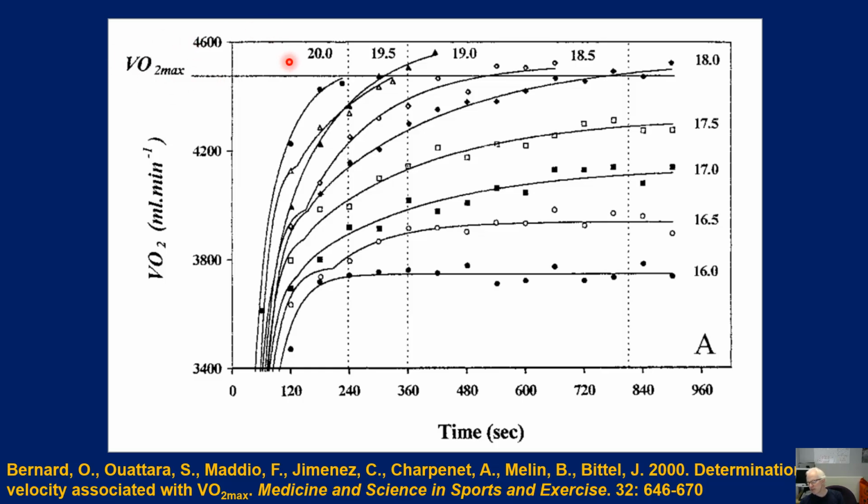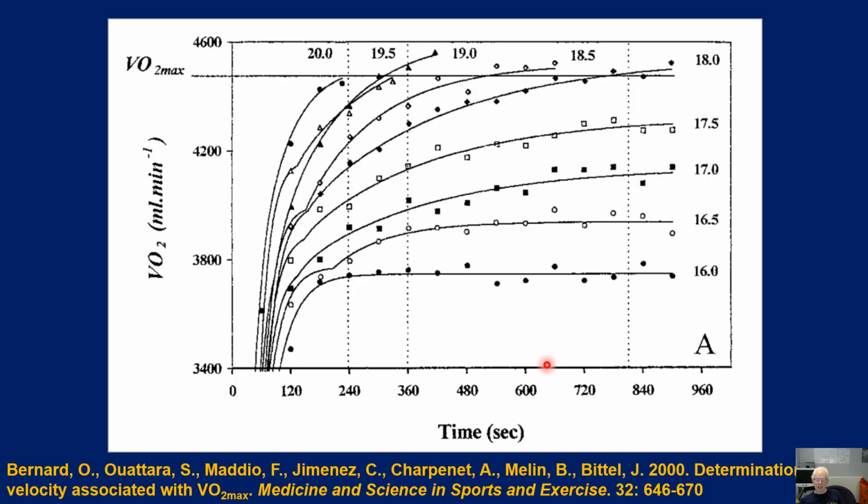So we have three distinct responses. We have steady state in about 2 to 4 minutes. We have steady state in around 5 to 8 minutes, which is this zone here. And we have a zone where we never reach steady state because the VO2 just keeps rising up to VO2 max. And these are defined as moderate, heavy and severe exercise domains. Again, more in the O2 kinetics lecture.